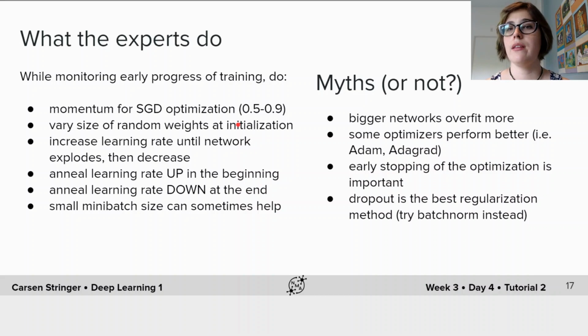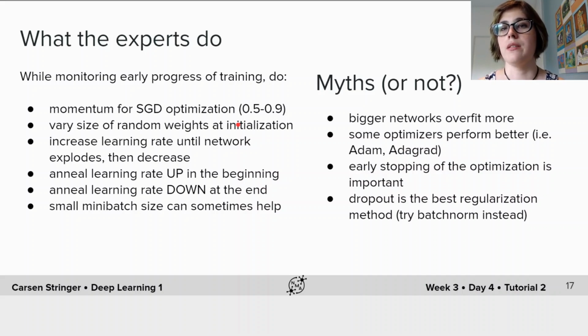When you're trying to find the optimal learning rate, an easy way to do it is to try to increase the learning rate as much as possible until the network explodes, and then decrease it after that. And just stay as close to that explosion point as possible so that your learning rate is large and you're exploring a lot of the parameter space, but not exploding.